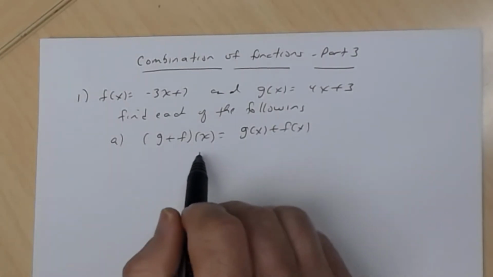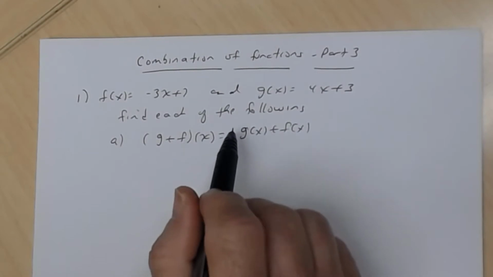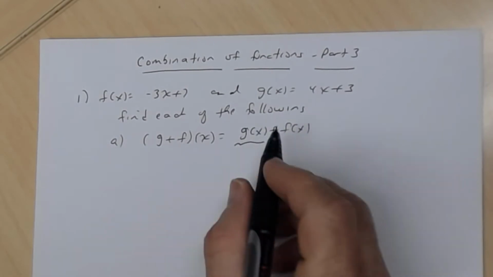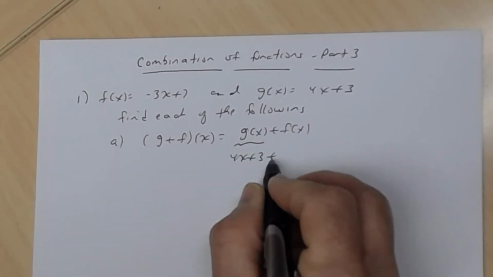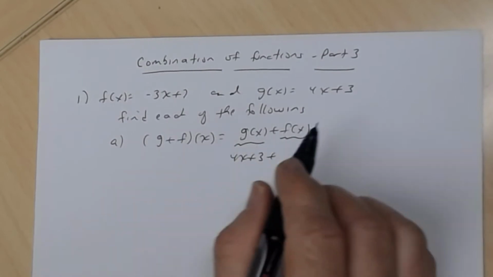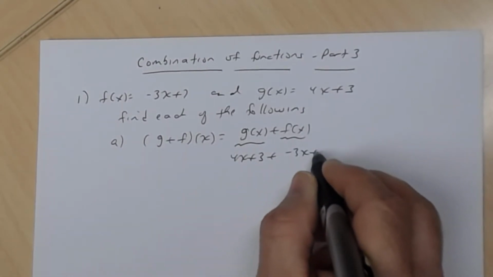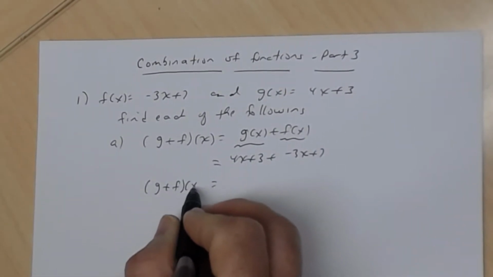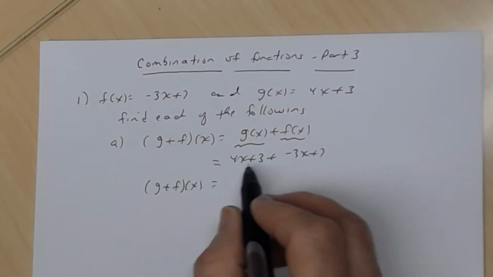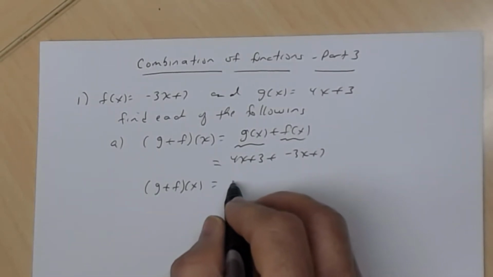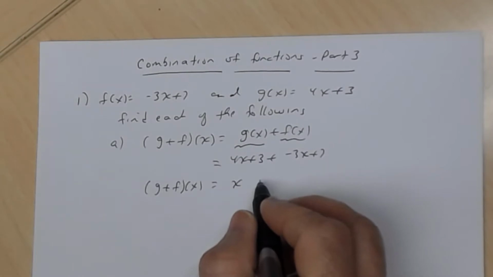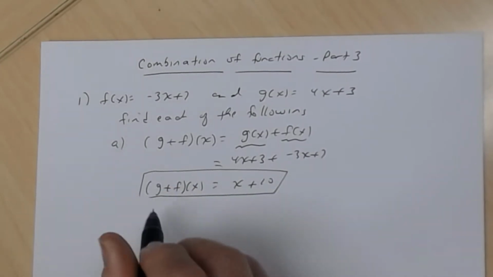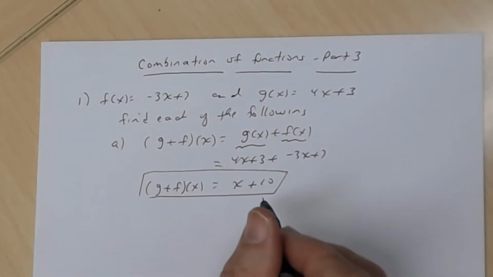To find your new function, just as we did before, here's g of x, that's 4x plus 3, plus f of x, which is negative 3x plus 7. Then you add them up. Combine like terms: 4x and negative 3x is x, and 3 plus 7 is 10. So there's your new function: g plus f at x is equal to x plus 10.